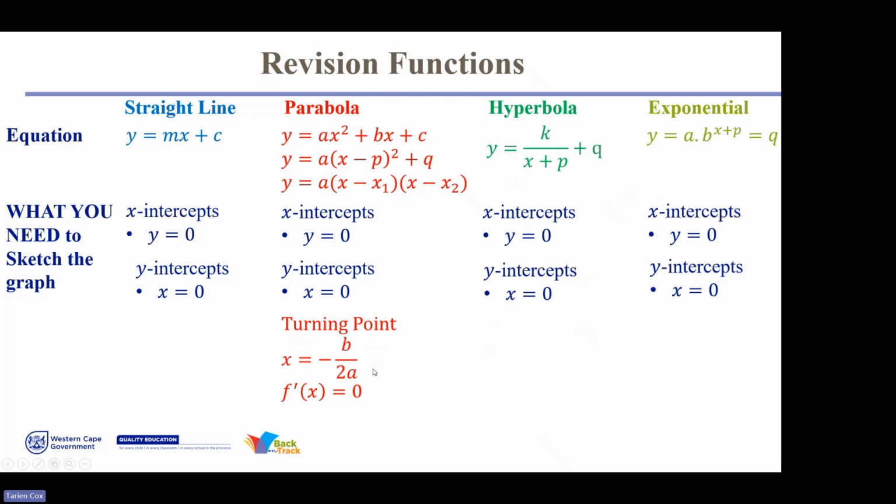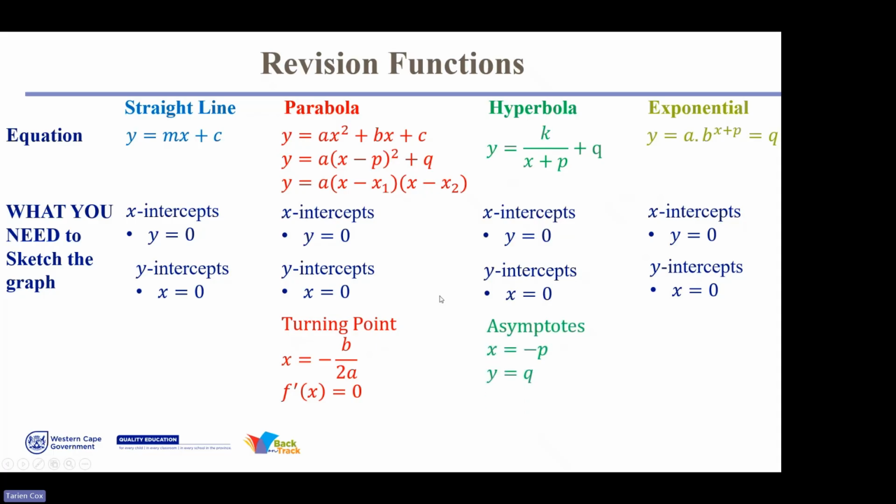So we have two ways now in grade 12 how to get the turning point. One we've learned in grade 11, which is x is equal to minus b over 2a. And in grade 12, we've learned that we can do the first derivative. That's when we did our cubic functions. When we do the first derivative, set it equal to 0. We can use that same method by the parabola.